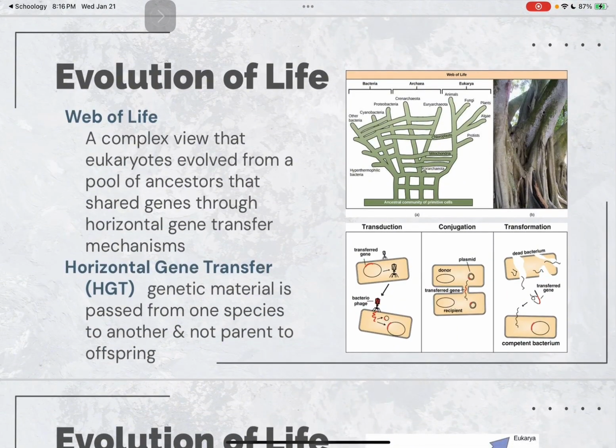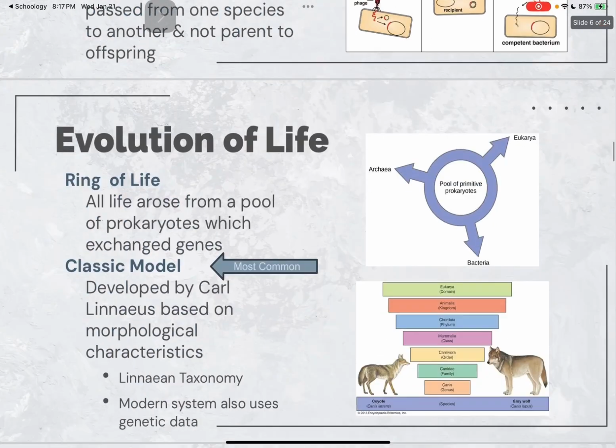Now, a web of life. A web of life is a complex view that eukaryotes evolved from a pool of ancestors that shared genes through horizontal gene transfer mechanisms. So essentially we have this massive pool, and instead of going from parent to offspring, we're going from friend to friend, and we're passing things along horizontally. Now, horizontal gene transfer essentially is the idea that genetic material is passed from one species to another, not parent to offspring. And if you look to the right, there's some examples of this.